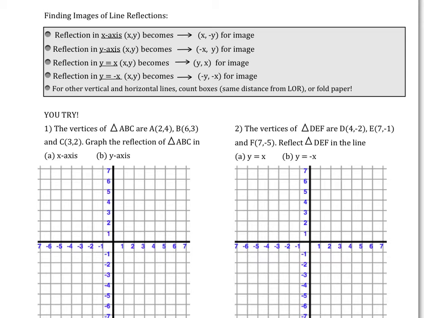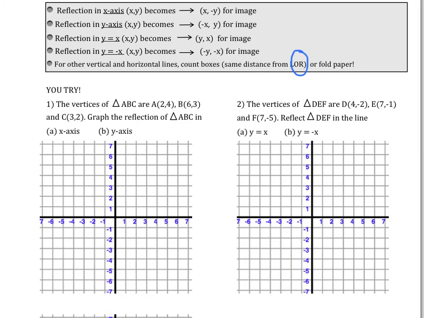If you're doing a reflection in y equals x, every point x, y becomes a new point by switching the x and the y, so it becomes y comma x. And for a reflection in y equals negative x, every point x, y becomes negative y comma negative x. So you switch the x and the y and you change both of their signs. Okay, for other vertical and horizontal lines, count boxes. Your points need to be the same distance from the line of reflection. That's what this stands for. LOR is line of reflection. Or you can also use a paper folding method that we may demonstrate in class.